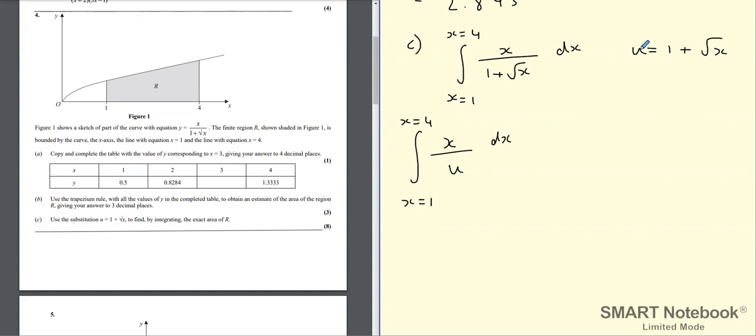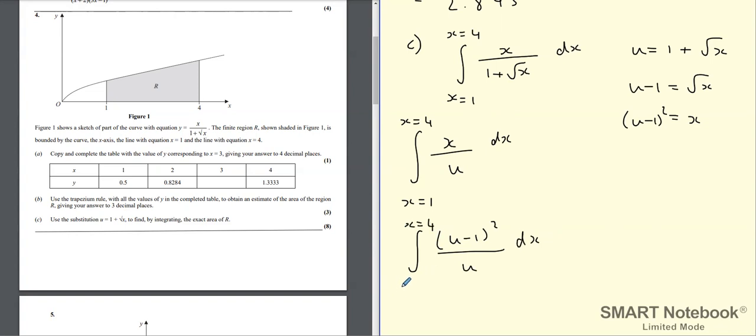Now, if I think about it, u minus 1 equals root x. So x is going to become, to get from here to here, we're going to have to square. So we are going to square both sides. So now we've got u minus 1 squared replaces x, over u dx. Limits haven't changed in terms of x yet, and dx hasn't changed in terms of u.